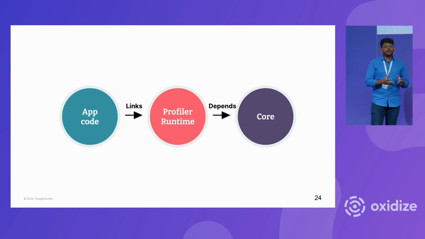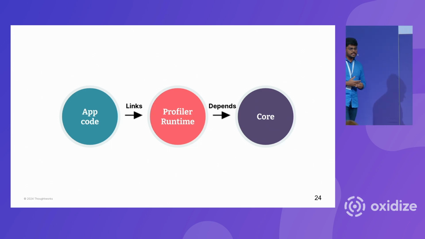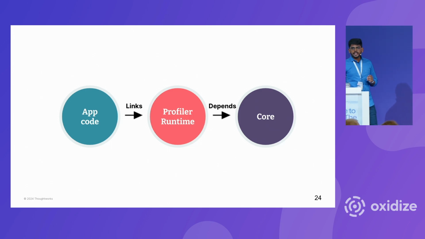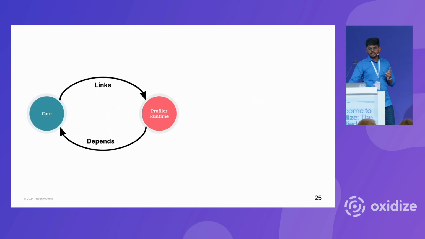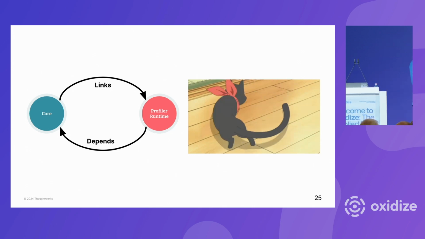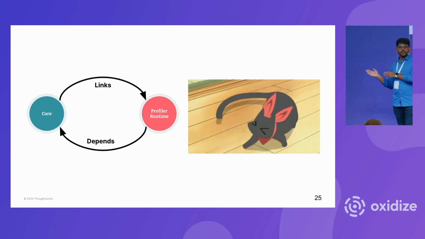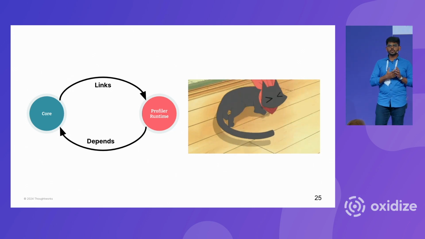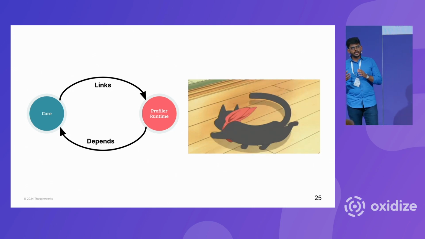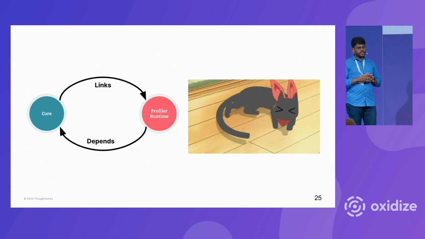It would not have been a problem in any other library, right? Any other project, because it's just another app code. But in the case of libcore, it creates a cyclic dependency. So you have this core library, which links to the profiler runtime, and this profiler runtime again depends on core. So it creates a cyclic dependency, and we need to fix this, right?